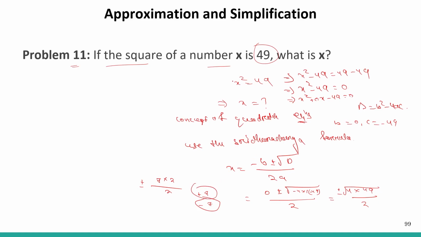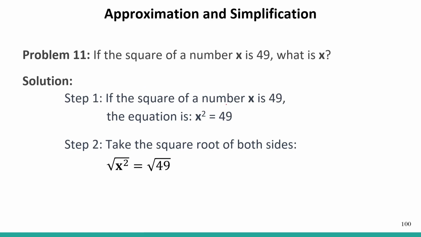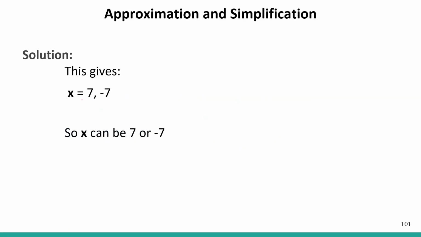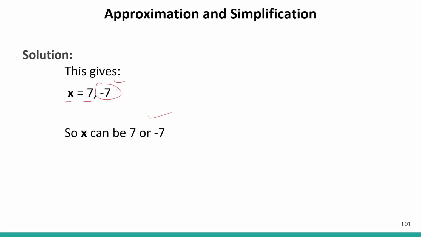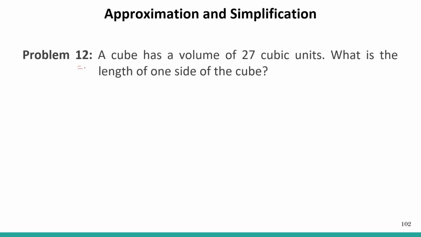So the values that satisfy this: if the square of a number x is 49, then x will be equal to either plus 7 or minus 7. These are the two values. So if the square of a number x is equal to 49, then the equation is x square equal to this. Taking the square root on both sides, we are left with x is equal to plus 7 or minus 7, as we have already evaluated right here. So x can be 7 or minus 7. So let's see problem number 12.